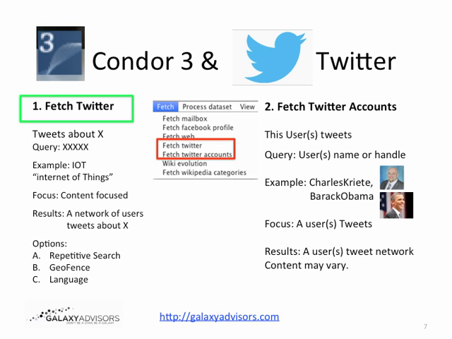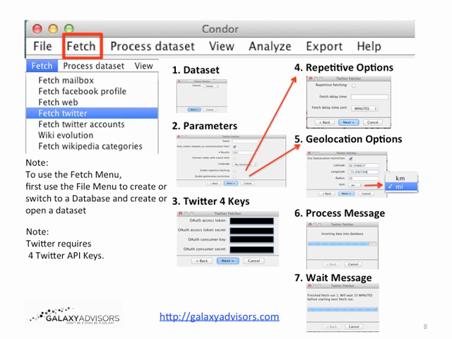Let's begin by looking at the fetch using Fetch Twitter. Let's fetch the tweets about X. If you click on Fetch on the main menu and you select Fetch Twitter, on the right side a series of 7 windows are going to appear that walk you through how to complete Fetch Twitter. It begins with a data set. You'll enter in your parameters as we look at what query you want to put in. If you want to have a repetitive option or a geolocation or geofence around the tweets, we assume that you have your Twitter keys in there.